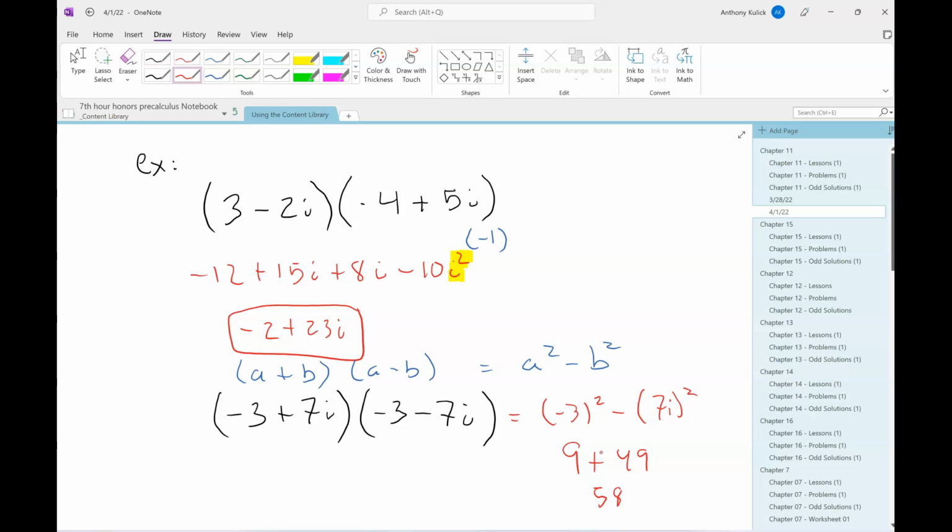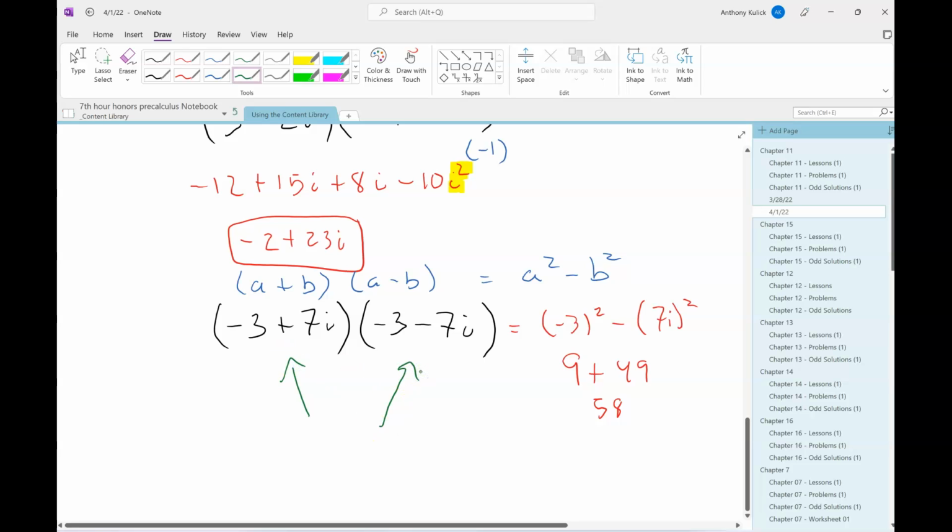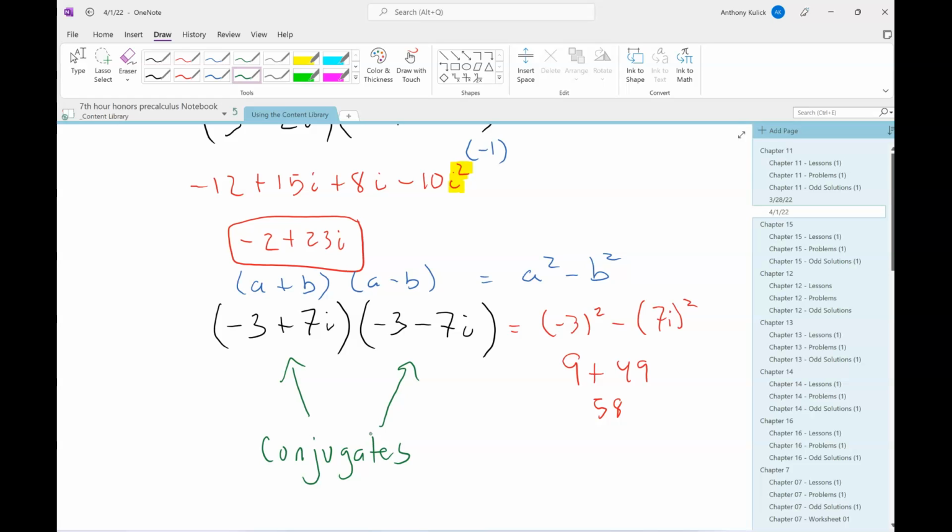Everybody cool with that? As a separate piece of vocabulary, these that have the different sign in the middle, we have a special name for these. They're called conjugates, the same binomial pair but with the opposite sign in the middle. God bless you. Does this all ring some bells? No big deal, right? We remember doing this from last year. Even last year, this was pretty easy.